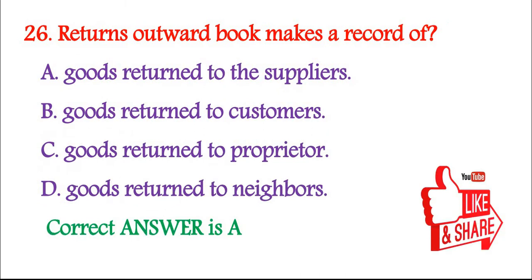26. Returns outward book makes a record of: A. Goods returned to the suppliers. B. Goods returned to customers. C. Goods returned to proprietor. D. Goods returned to neighbors. Correct answer is A.